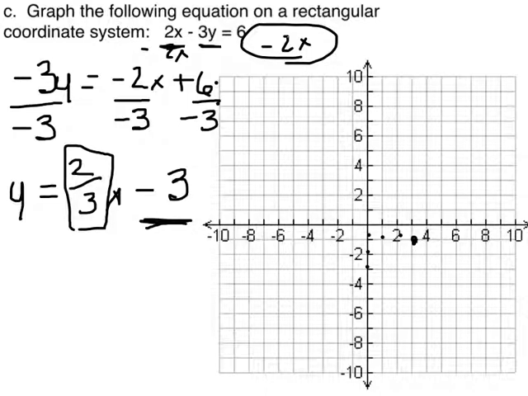And then we can do that a couple more times. Up 2 over 3. There's the dot right there. And then one more time, 1, 2, over 1, 2, 3. And then we would connect those dots. That's our line. This line represents this equation.